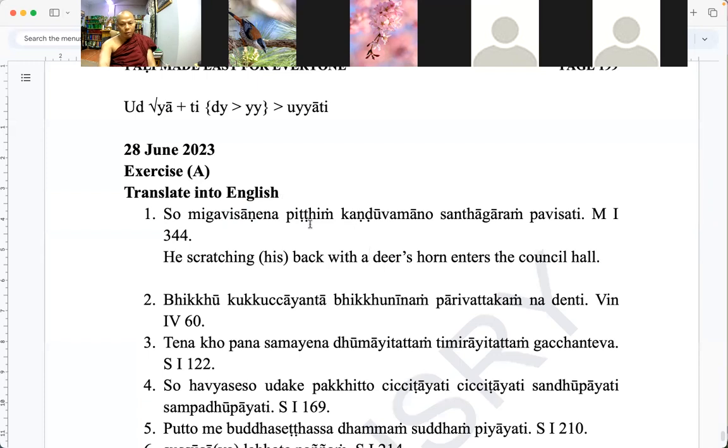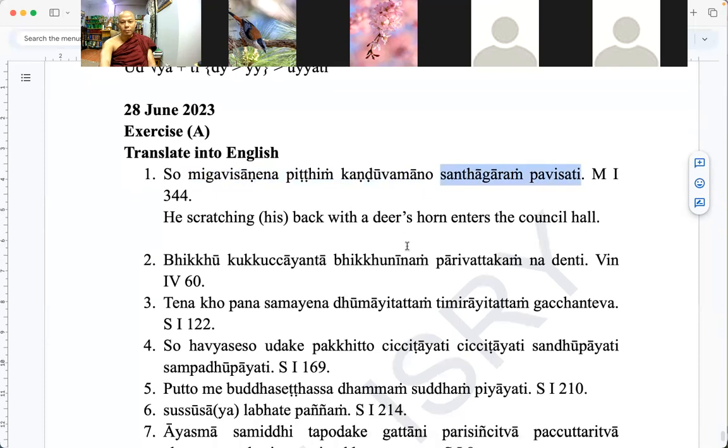Okay, so now pāvisati. Santāgāraṃ is accusative case, the object for pāvisati. Here piṭṭhiṃ is also accusative case, the object for kaṇḍuvamāno. So phrase by phrase we can understand. Miga visānena piṭṭhiṃ kaṇḍuvamāno is one phrase, and then santāgāraṃ pāvisati. So scratching his back with a deer horn, he entered the council hall in this way.